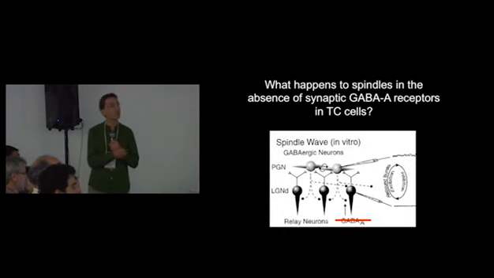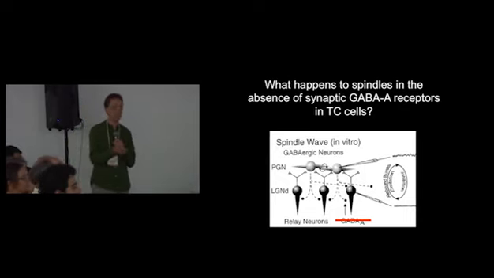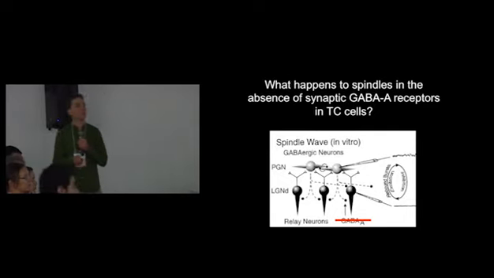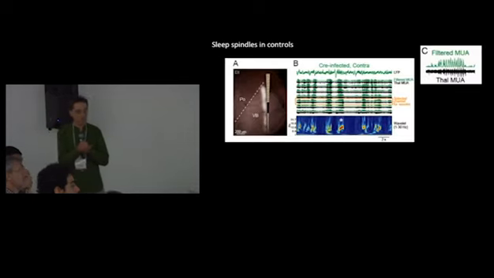And of course, now comes the exciting question. These were just techniques so far. So what happens to sleep spindles? Basically, we eliminated, we thought, a major portion of the circuit, the synaptic GABA-A receptors. So the experiment goes on like this. These are the control experiments.